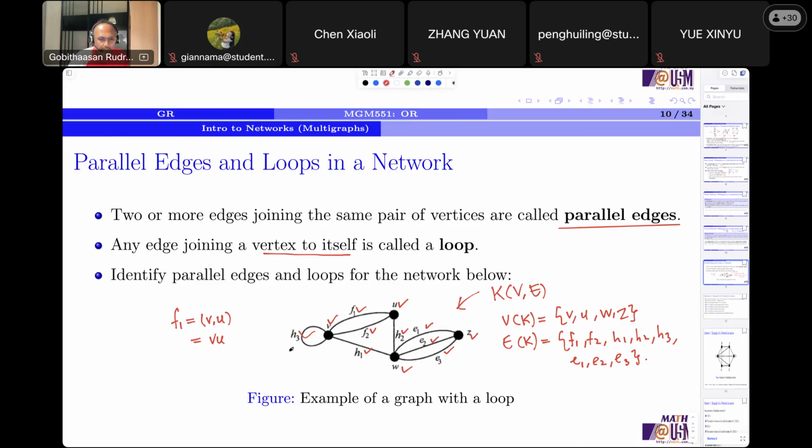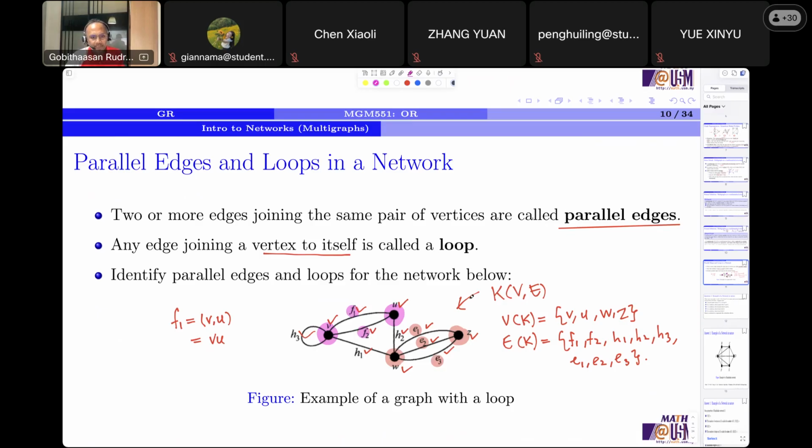Next, let's identify parallel edges. There are two parallel edges connecting V and U. F1 and F2 are parallel edges. Whereas we have another set connecting W and Z. We have three parallel edges. They are E1, E2, and E3. Previously, the parallel edges connecting V and U were F1 and F2. So these are parallel edges.